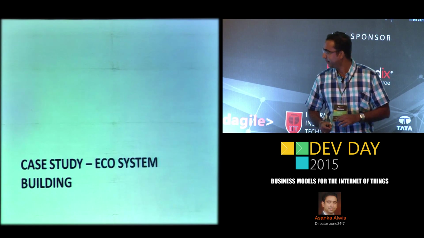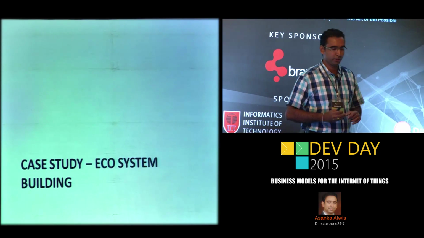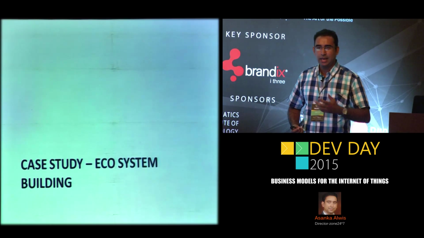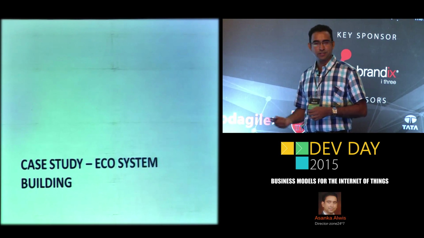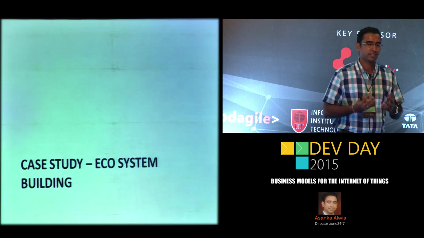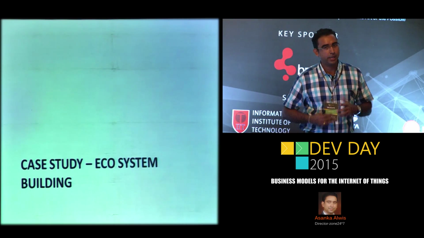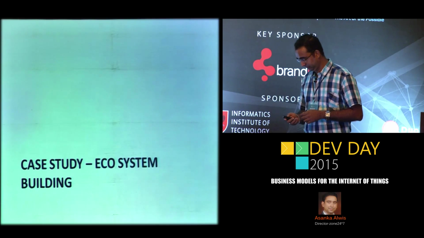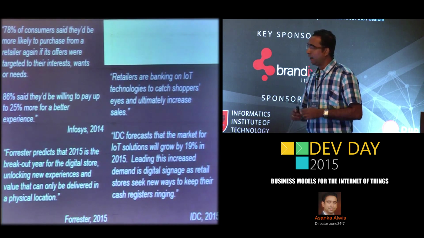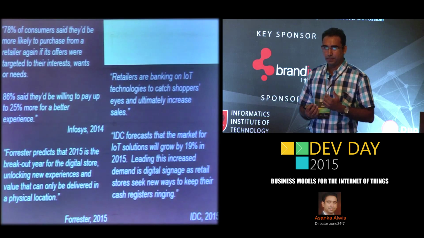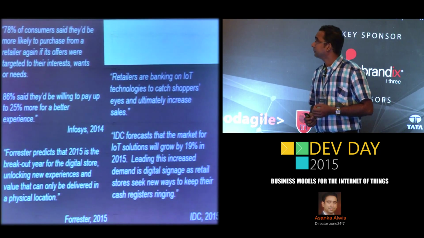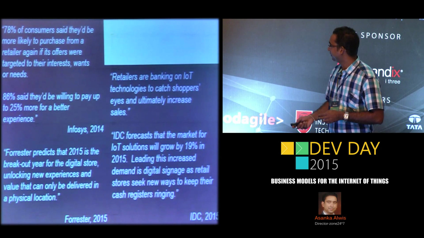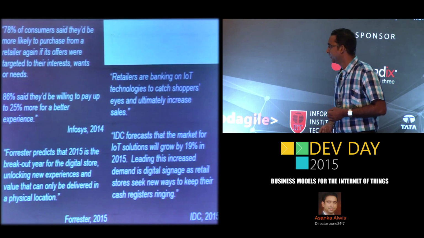Now let's have a look at a scenario, because I'm sure hardware, premium, service, and data you can easily understand. So I thought of giving you an example, a case study on how we could build an ecosystem. I'm taking this example targeting a tier 1 retailer, and these facts were taken from the net from different sources.